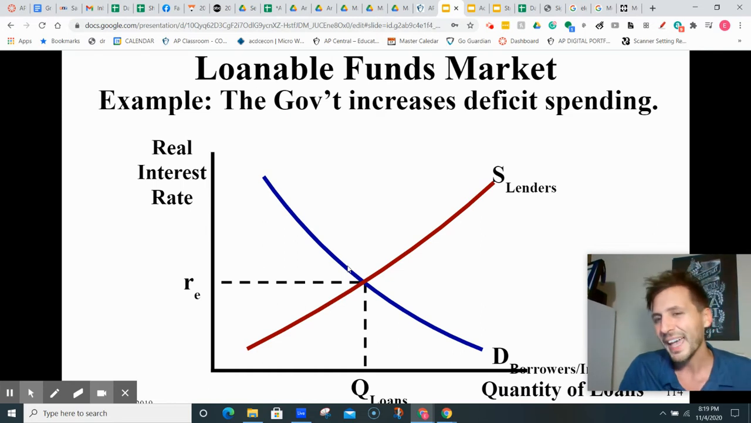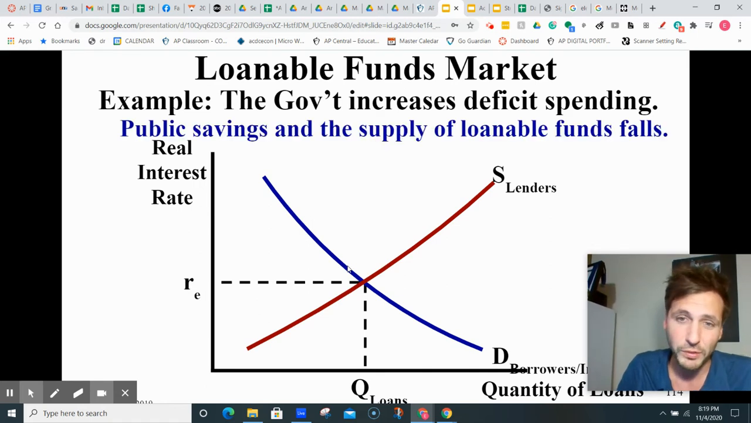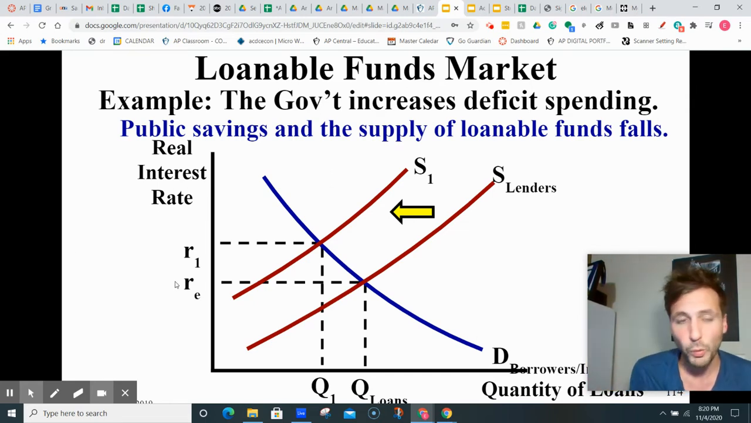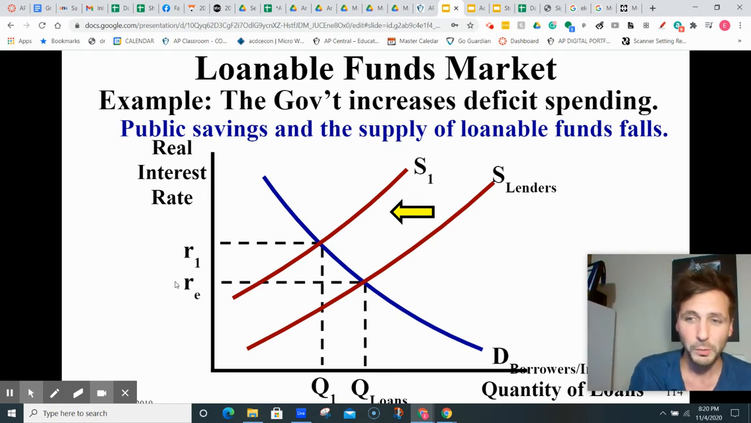When the government does this, how does it affect savings? Hmm. Well, if they're spending all of their money, what are they doing with saving? That's right, they're saving less of it. So savings are going to decrease. Public savings. Supply is going to shift left. When supply shifts left, real interest rates rise. When real interest rates rise, quantity goes down. And you know that whenever interest rates change, investment changes. And that'll come into play here in a little bit.